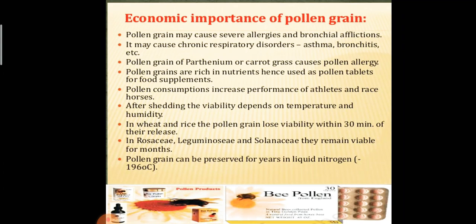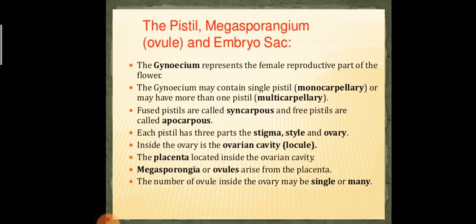After development of the male gametophyte, we come to the female gametophyte. Like we know, the typical parts of a gynoecium, pistil or carpel, are stigma, style and ovary. Inside the ovary there are ovules. The ovule later converts into a seed, and the ovary later converts into a fruit, with seeds inside the fruit.